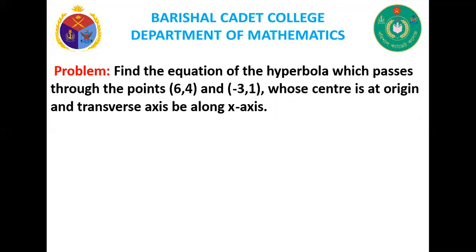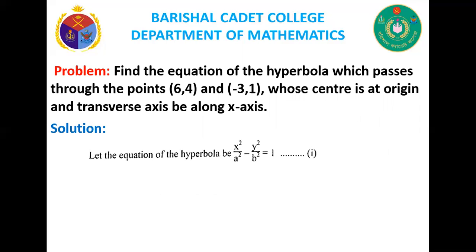Our first problem is: find the equation of the hyperbola which passes through the points (6, 4) and (−3, 1), whose center is at the origin and transverse axis is along the x-axis. Solution. So let us start. Let the equation of the hyperbola be x²/a² − y²/b² = 1.